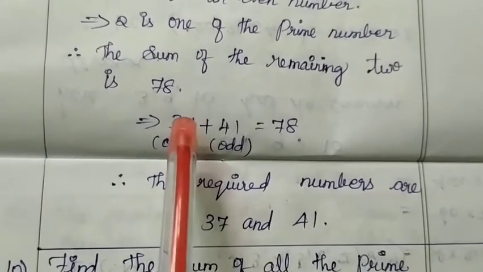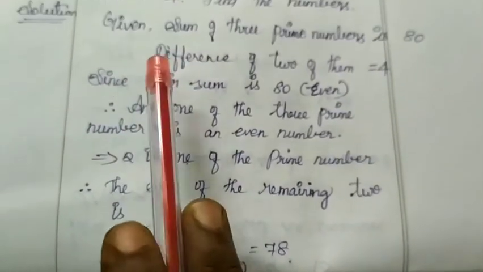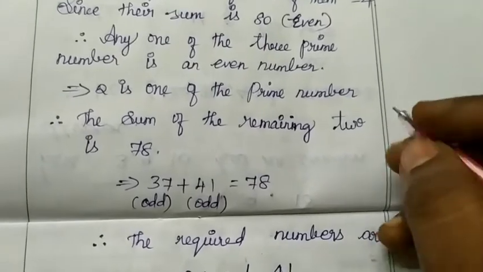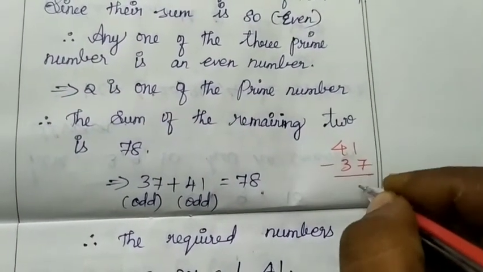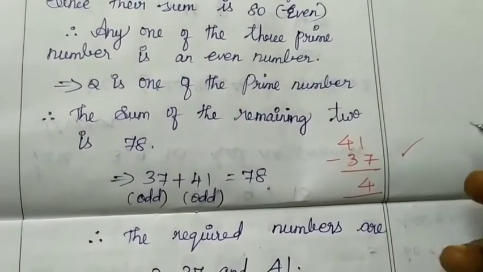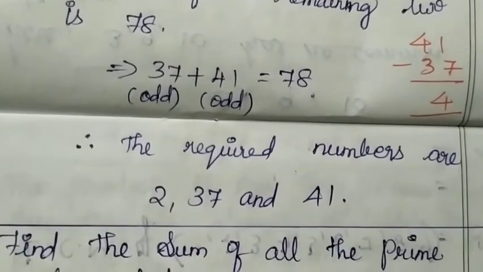Okay, so if you find the difference between the two numbers, we get 4. Okay, if you find the difference, 41 minus 37, what is the answer? 41 minus 37, we get 4. Okay, it's a correct answer. So therefore the required numbers are 2, 37 and 41.